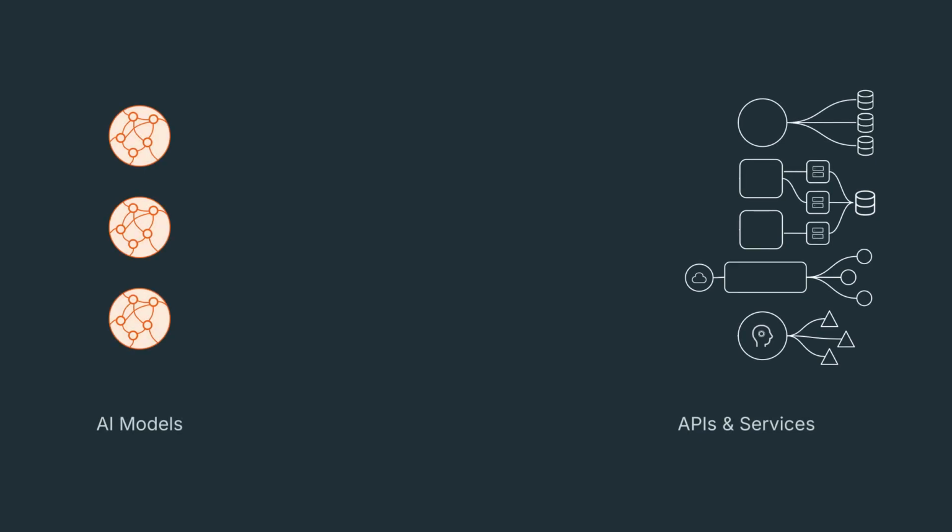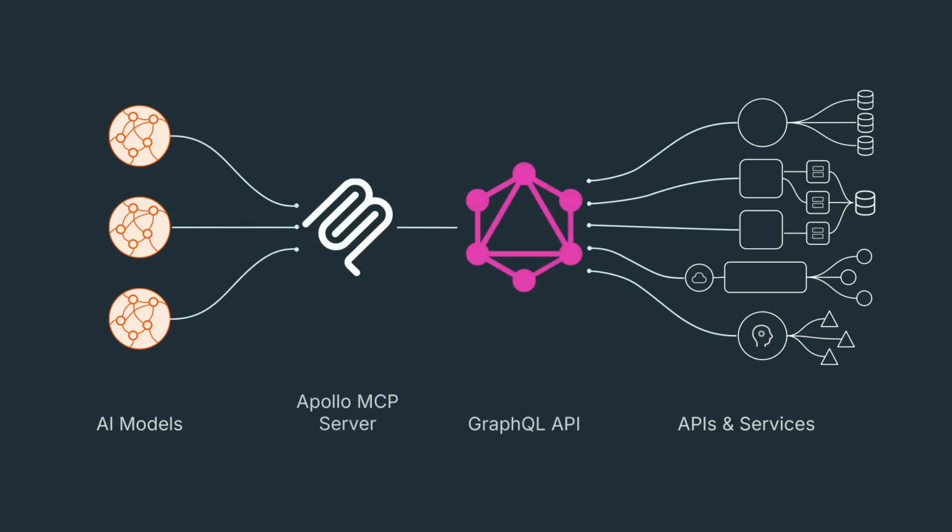We need an abstraction layer between AI and our APIs, where LLMs don't waste time figuring out how to chain multiple endpoints together with tools. GraphQL is perfect for this. It lets the AI simply declare what data it needs in a single query, while the GraphQL layer handles all the complex orchestration behind the scenes.